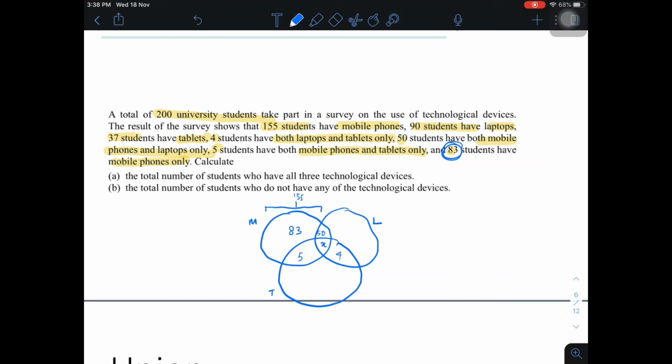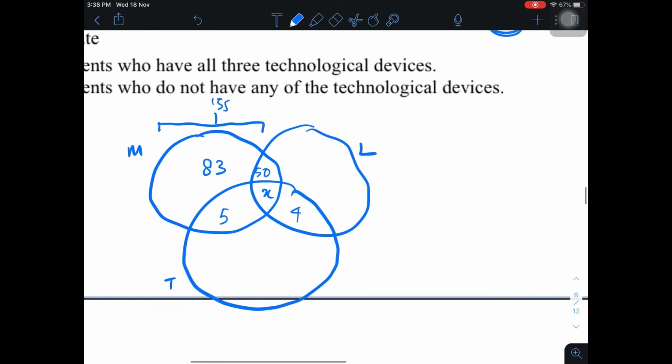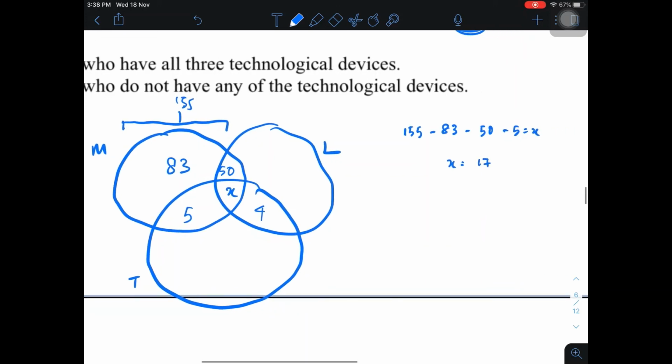So how do we find x then? We can find x by subtracting 155 together with 83, 50. So in other words, 155 minus 83 minus 50 minus 5 would be x. X would be equal to 17. Right? So we have that number now.